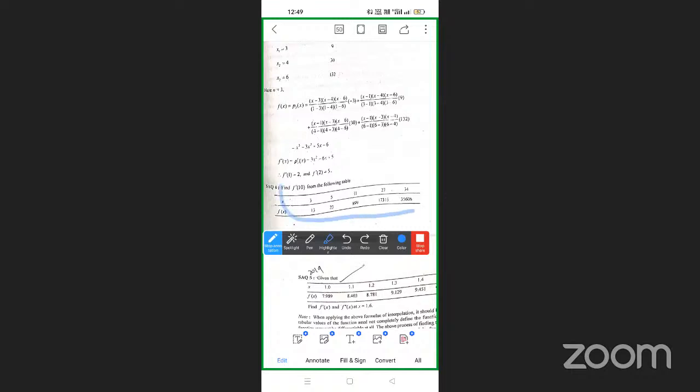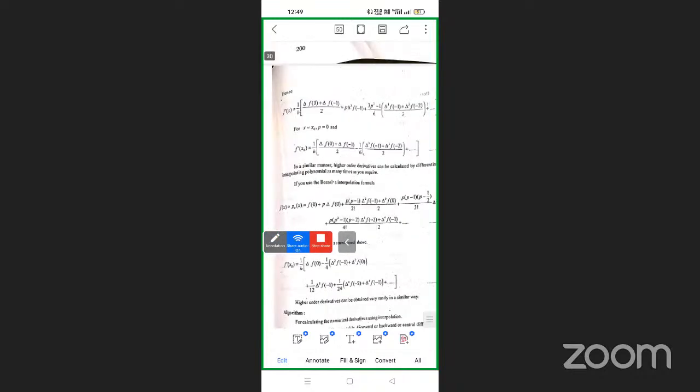If the length of the interval is unequal, we can use Lagrange's interpolation formula. Is it clear? So this is Lagrange's interpolation formula. This is chapter 8.